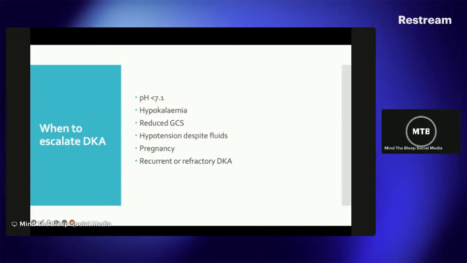And these scenarios when to escalate DKA would include a pH less than 7.1, hypokalemia, a patient with a reduced GCS, so either they're very lethargic or comatose, hypotension despite the fluid boluses you've been administering, if the patient is pregnant, or if the patient's had recurrent or refractory DKA episodes.